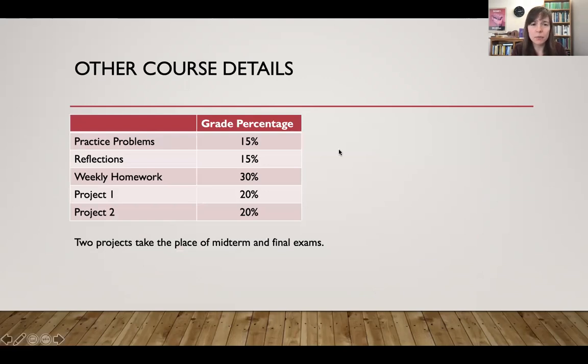So another detail I want to talk about for a moment is what your grade breakdown is. These practice problems are 15% of your grade, and the reflections are 15% of your grade, which I hope conveys to you that I do think these are very important assignments. And then the weekly homework where you prove that you've learned what I asked you to learn, that's 30% of your grade. And then you have 2 projects, and these projects will take the place of a midterm and a final. So project 1 will be in week 5, and project 2 will be in week 10 and finals week.